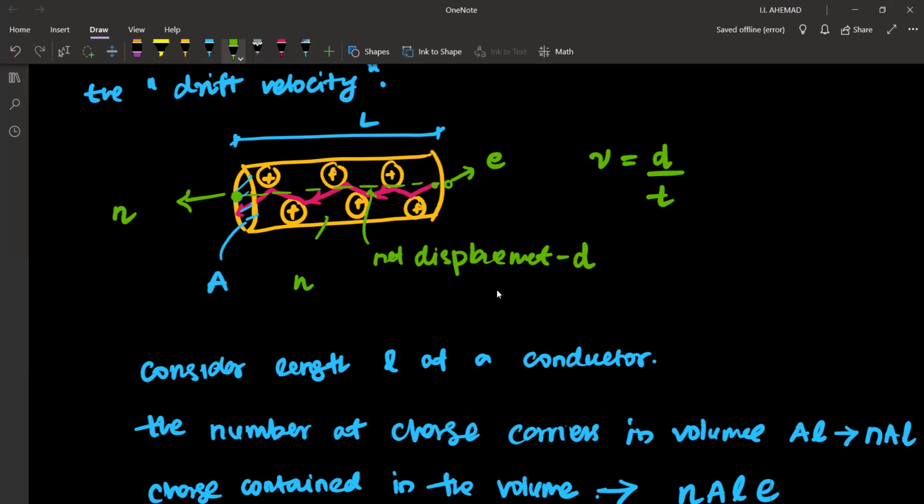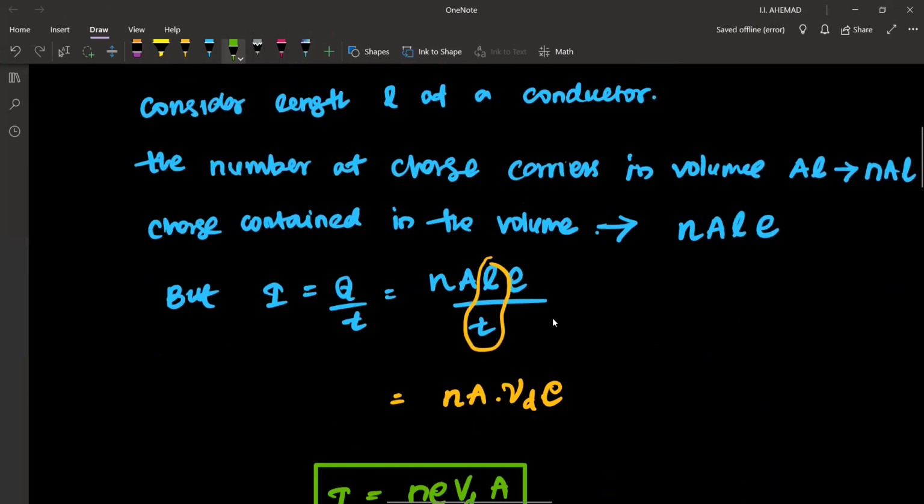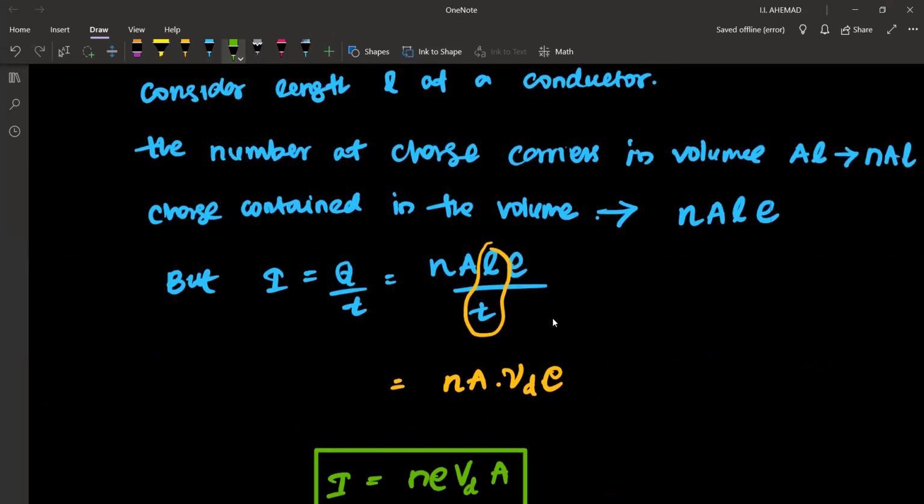So the time taken by all these charges to leave this volume, and the time taken by the last electron from here to reach here are the same. That is why I was able to relate L over T to Vd and also this current, Q by T. Is that idea clear?